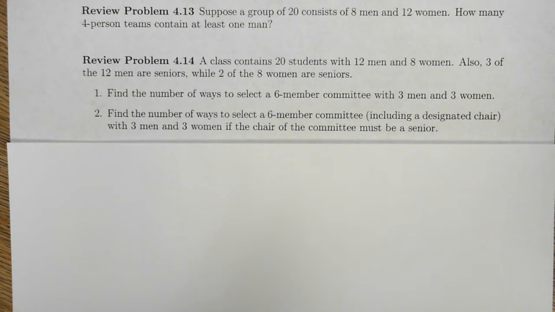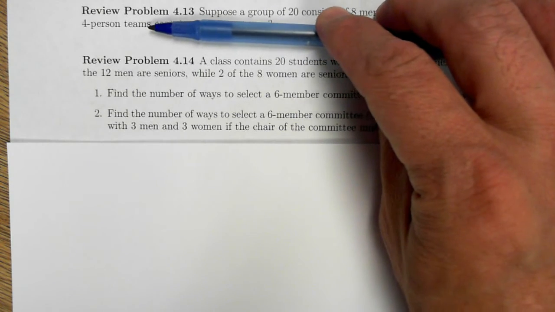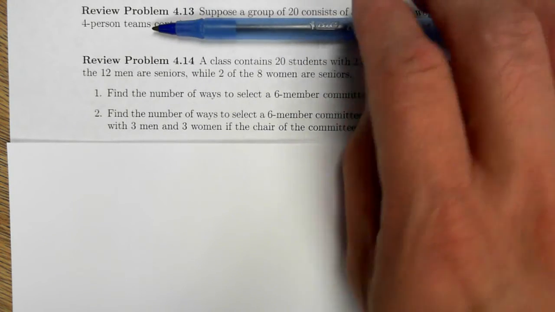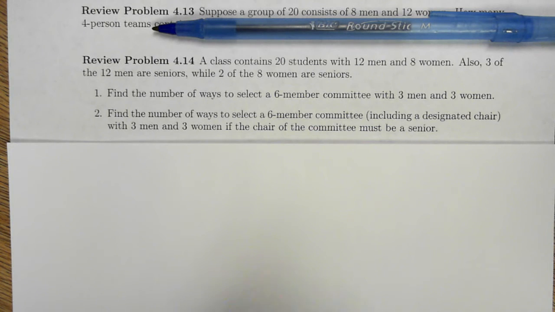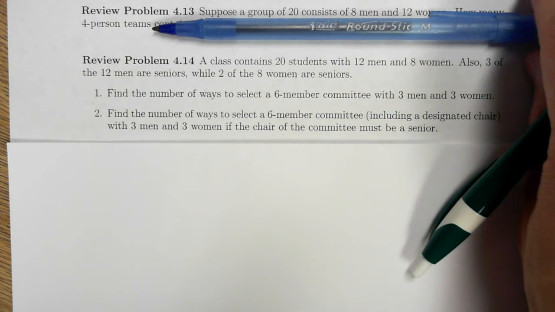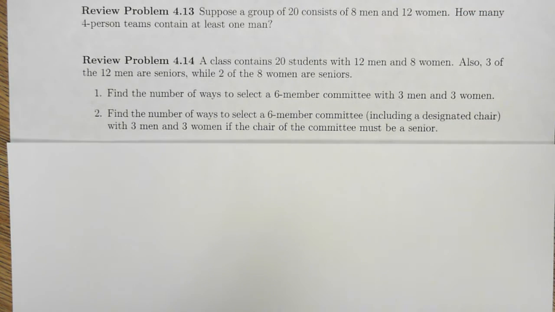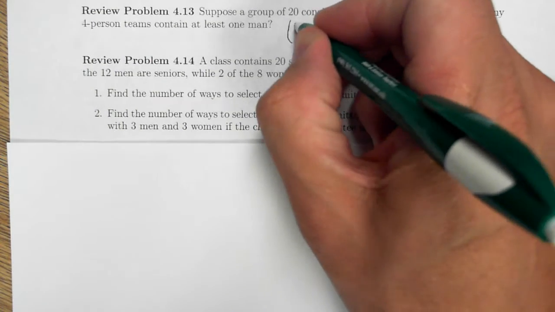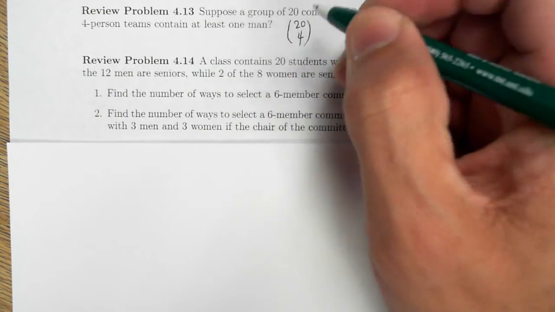Well, first let's figure out this question. How many four-person teams are there? And forget about the fact that it would contain a man or not. If we have a group of 20 and we construct a four-person team, then there's 20 choose 4 ways of doing that.